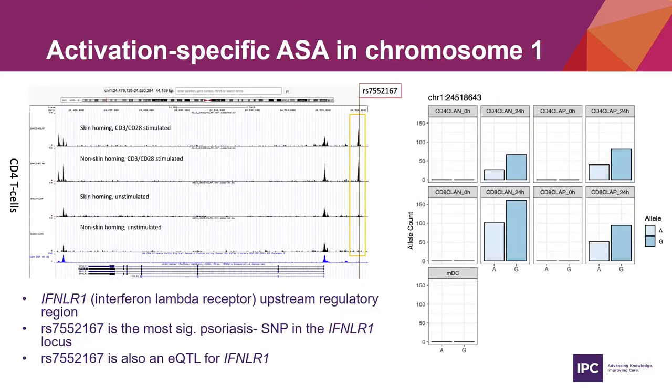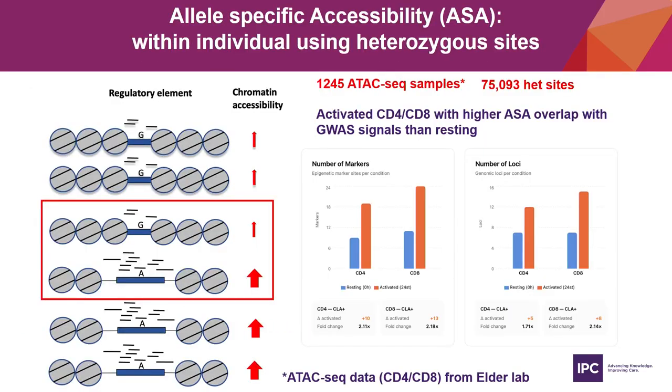Okay, so just an example to show you. This is one particular locus that's an eQTL for the interferon lambda receptor. You see that in the resting state there's no openness. When the cells are activated, with CD8 CD28 activation, there's more openness in the epigenetic marks. And in these activated conditions, the two alleles, which are associated with psoriasis, exhibit different chromatin accessibility. This is just one of the examples that I show in this figure.